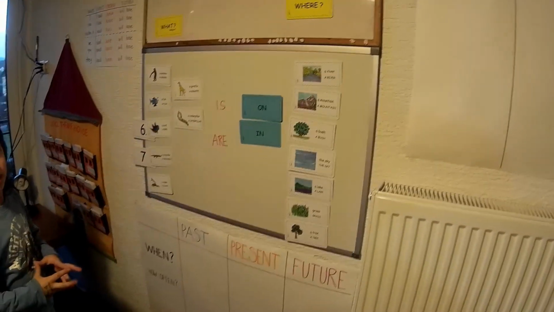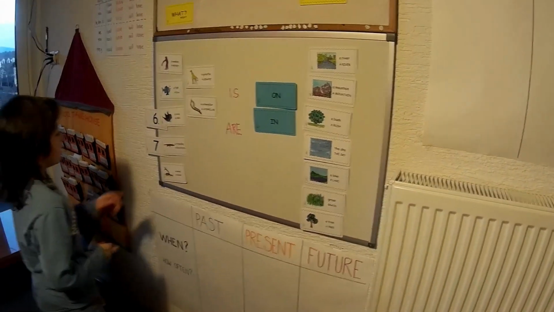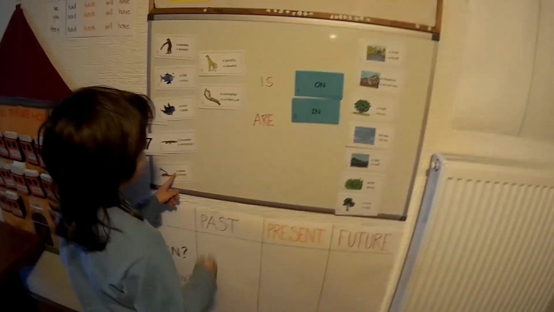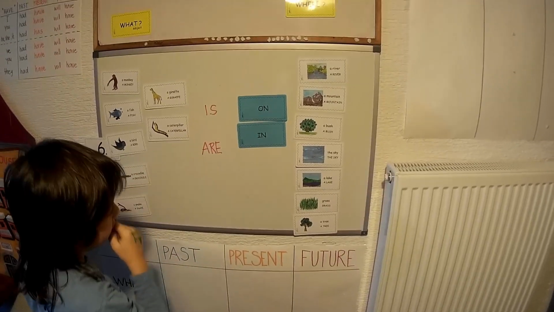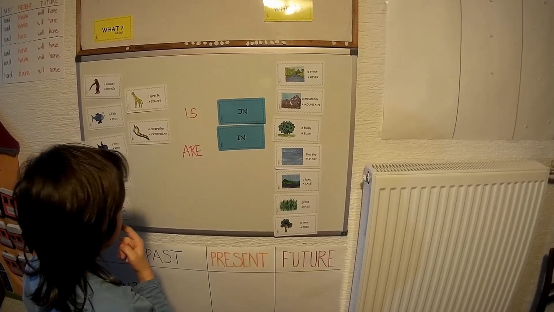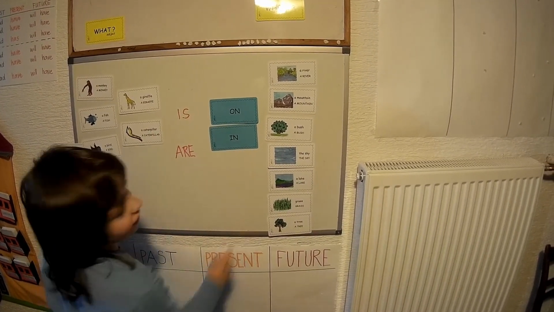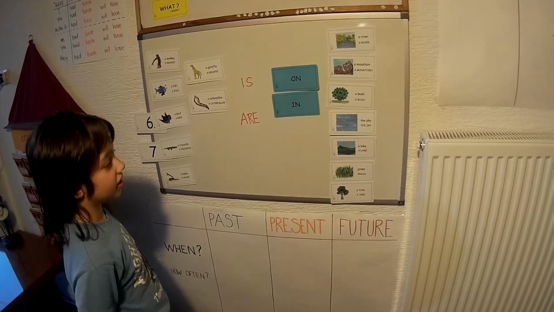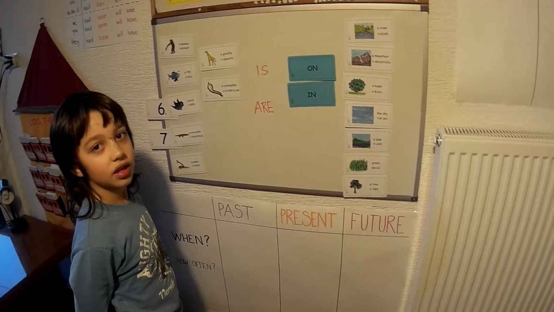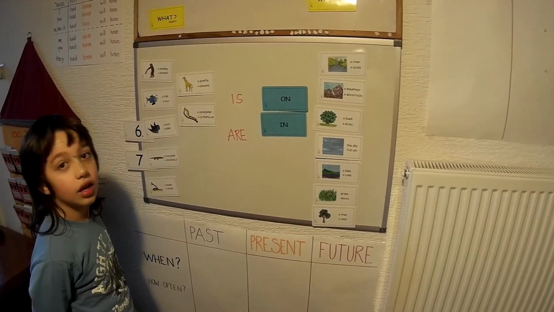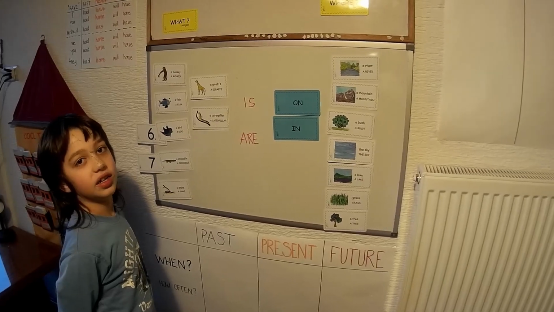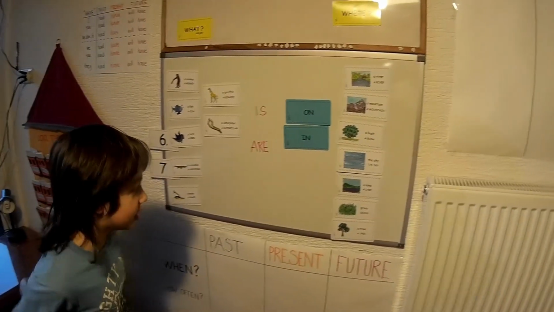Where is a snake? A snake is on the grass. On the grass. No. Oh, but what about if the grass is very, very high and you can't really see the snake, it's hidden, then it will be in the grass, yes? So both is possible.